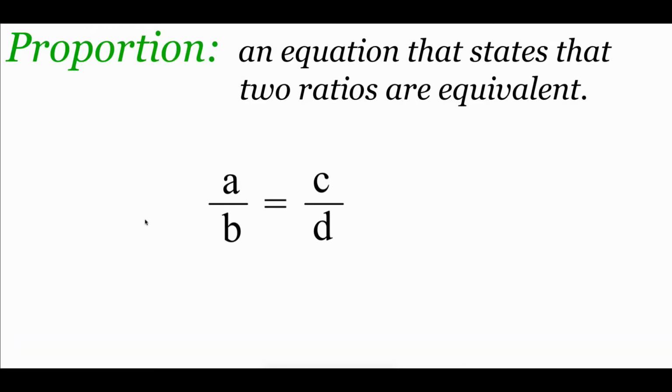Now the next thing we're going to look at is a proportion, and a proportion is an equation that states that two ratios are equivalent to each other. And typically when we're talking about a proportion, we're going to write those ratios out as fractions. So this proportion is saying the fraction A over B is equal to the fraction C over D.